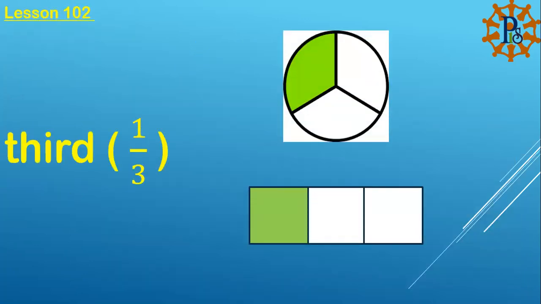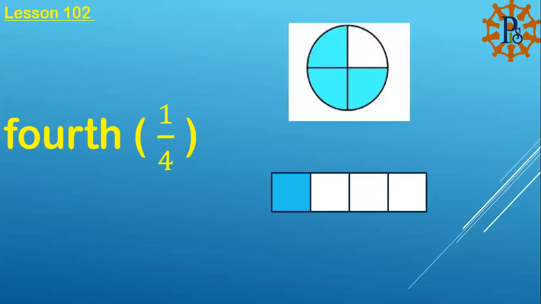We talked about third, now we need to see about fourth. Here, this circle, we divide it into four equal parts, and the white one represents one fourth of the circle. One fourth, because we divide the circle into four equal parts, okay?